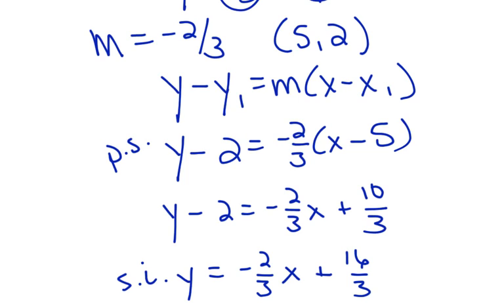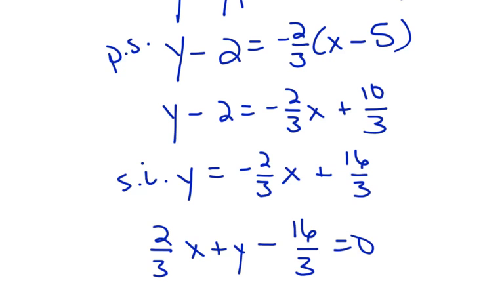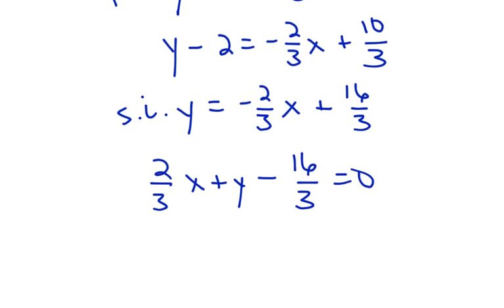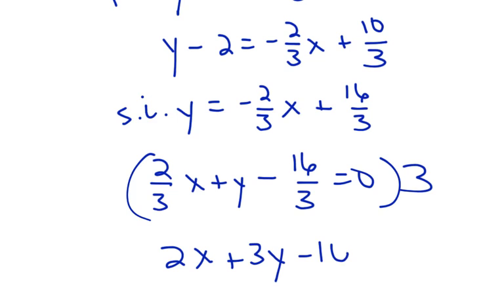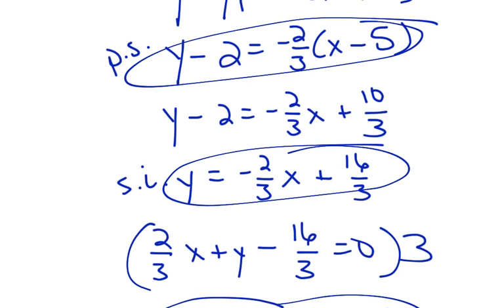What if I wanted to write this equation in standard or general form? I would add the 2/3 x, I would subtract the 16/3, and then I would get rid of my fractions by multiplying everything by the least common denominator, which happens to be 3. So if I multiply everything by 3, I get 2x plus 3y minus 16 equals 0. And this is general form. So depending on which type of equation I asked for will depend on which equation you would give me. And it would be one of these three.